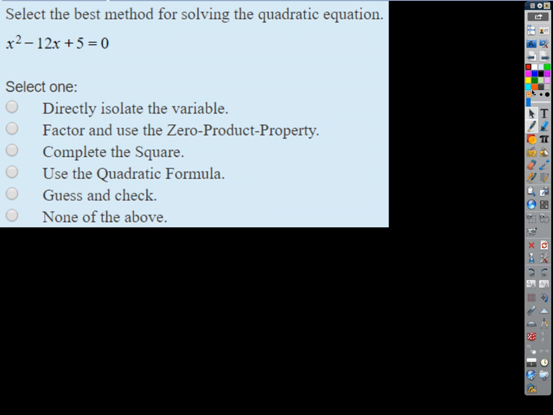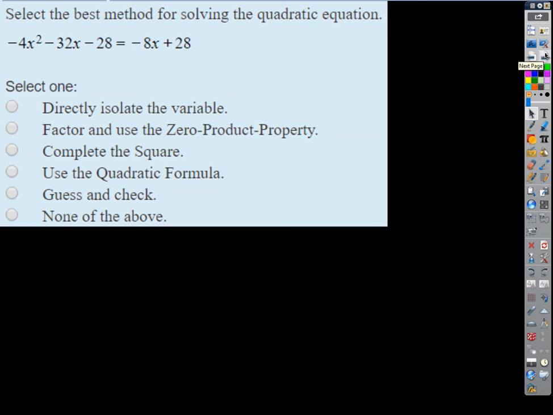So what can I cross out? Can I isolate the variable? No. Can I factor? No. Doesn't work this time. There aren't magic numbers that multiply to 5 and add to -12, so that's off the table. Can I complete the square? Yes, I can, because that's even, right? A is equal to 1, and that's even, so I complete the square. Easy, right? How about that one?